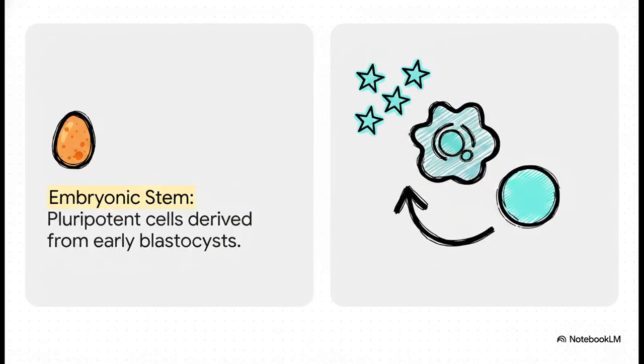Which brings us perfectly to stem cells. Embryonic stem cells are pluripotent. They can become any tissue, but deriving them from blastocysts comes with heavy ethical controversies.